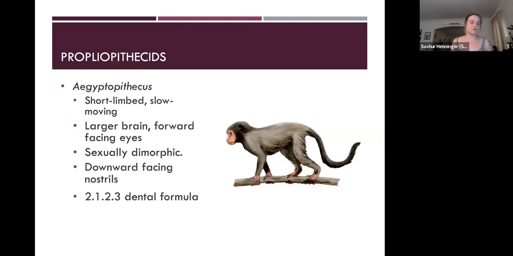Propleopithecids is the term for the group of primates evolving during the Oligocene that may eventually evolve into what we now know as Old World monkeys. Egyptopithecus is a good potential example of that.